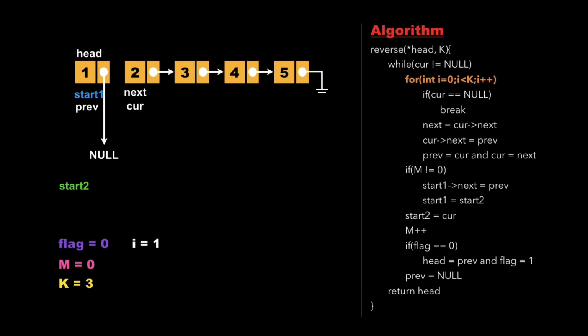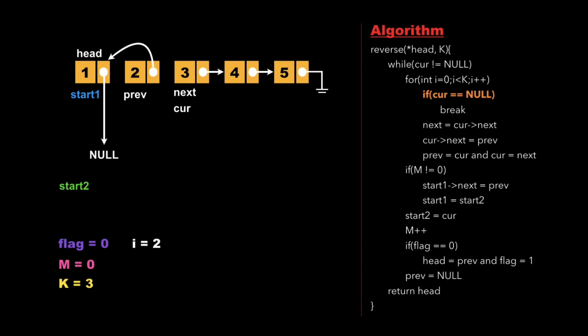So we continue with the value of i as 1, and again we check whether current is not equal to null. Then we update the value of next as current's next, and we point current's next to previous, and then we update the value of previous as current and current as next. So this process continues while the value of i is less than k. Now the value of i is 2, which is less than k.